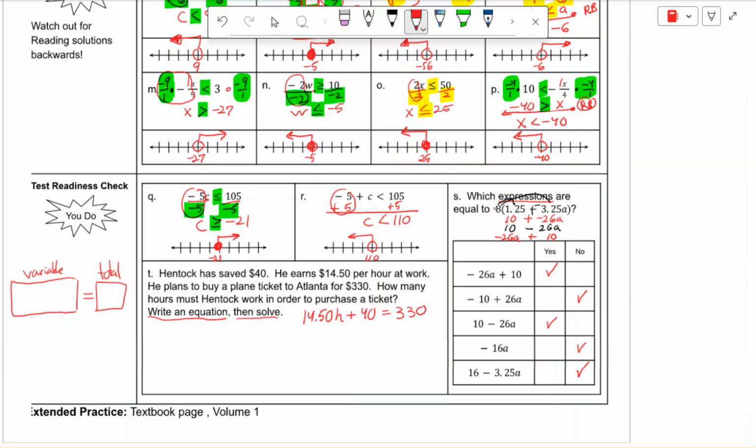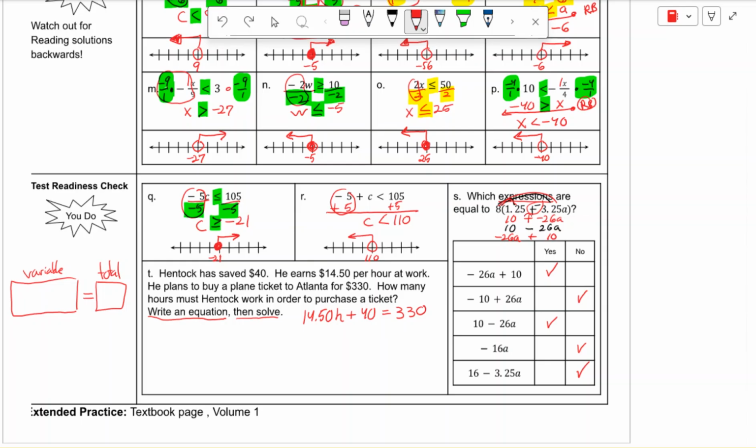On S, it says which expressions are equal to this expression. So I did additive inverse right here. Do you see it happening? Then I distributed 8 times 1 and 2500ths and 8 times negative 3 and 2500ths A. Well, I got 10 plus negative 26A. I did use a calculator to help get that done. So 10 plus negative 26A is an answer, but we also know that means the same thing as 10 minus 26A, because if you did the additive inverse here, it looks identical to the answer. So I'll erase those. So that one's good.